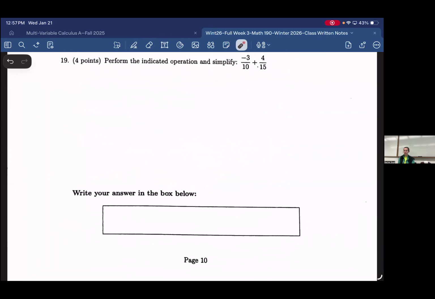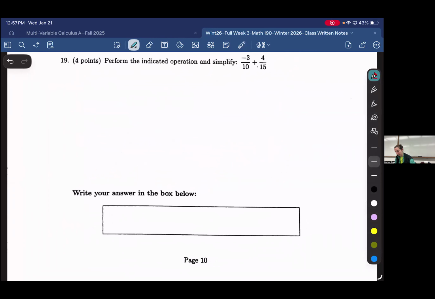We have perform the indicated operation and simplify. We're back to just good old adding fractions and looking for a least common denominator. Now, our LCD, let's just review our knowledge of cake method, even though you guys probably know what the LCD is at this point. You look at the denominators, 10 and 15. What can you pull out? A 5. 5 goes into 10 2 times. 5 goes into 15 3.